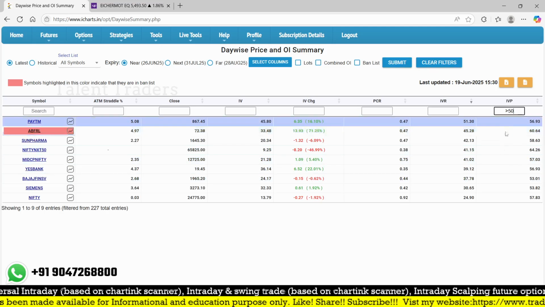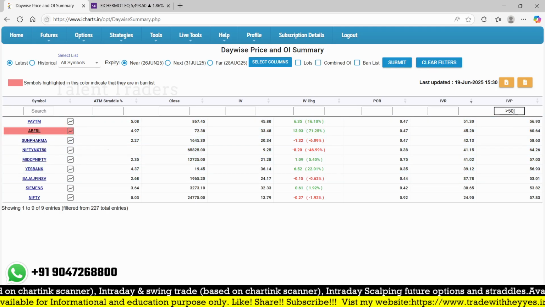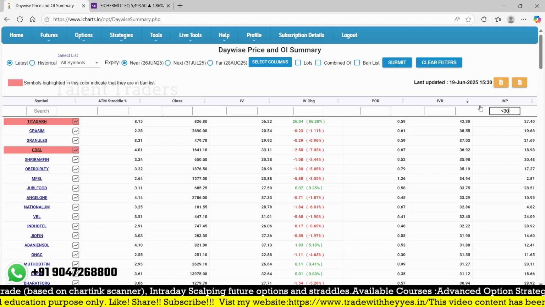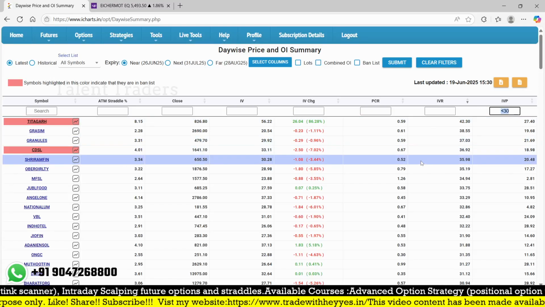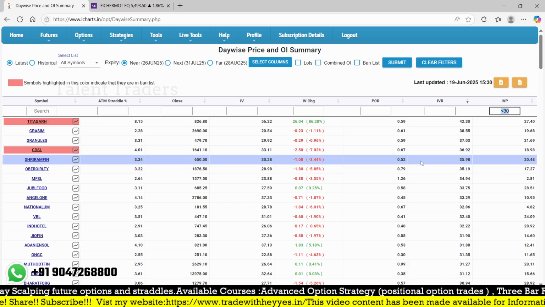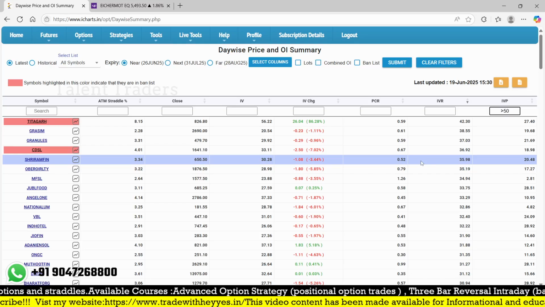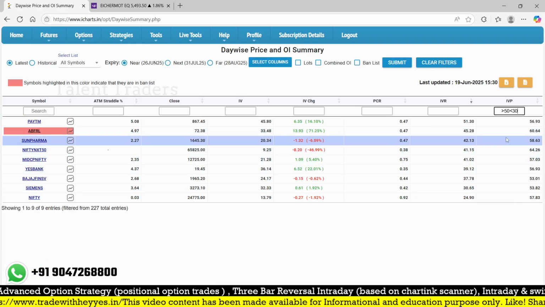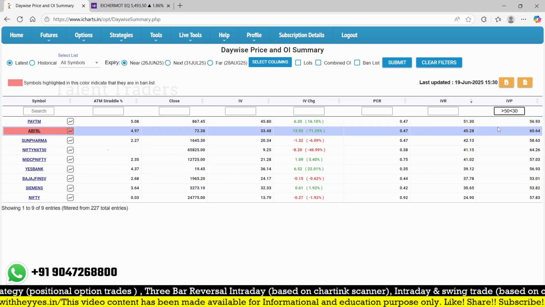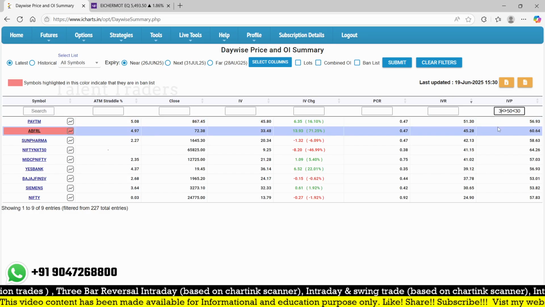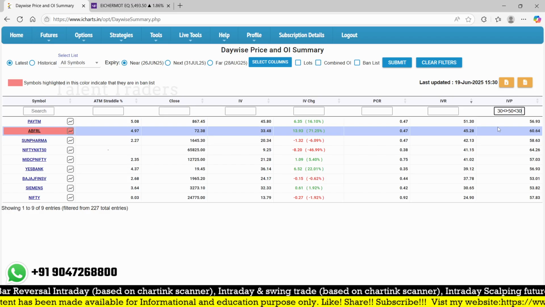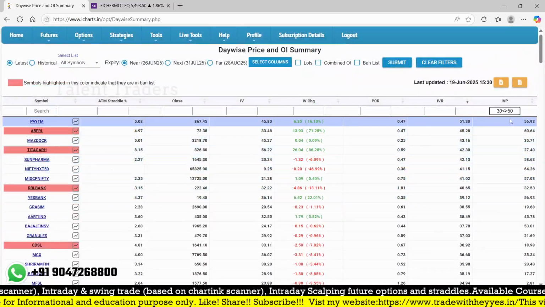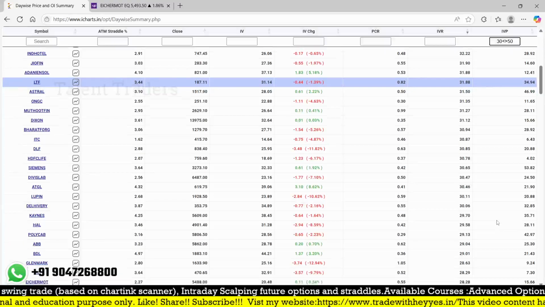So you can easily filter out how many stocks are greater than 50, or if you are going to check less than 30, you can easily find it. For example, if you are following the IV greater than 50 and less than 30, you can filter out here. I think, okay, like this you can put 30 and less than, yeah. So, greater than 50, less than 30.